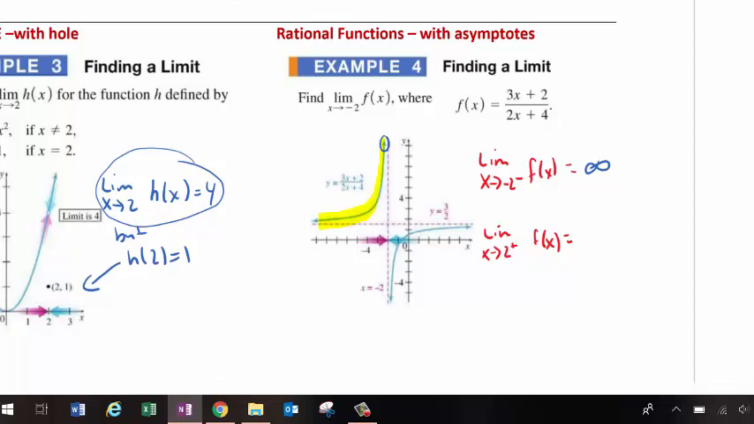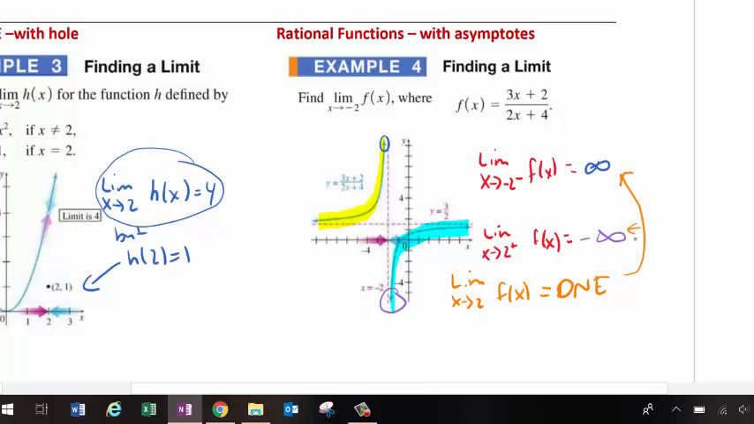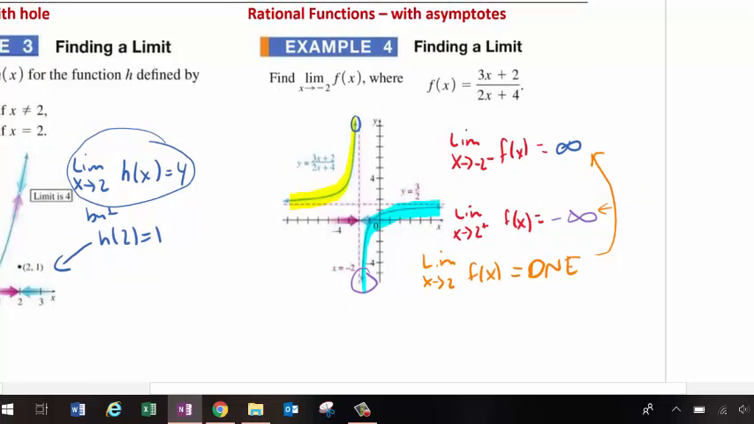Looking at this from the positive side, the right side, as we get closer and closer to negative 2 from the right side, we should see this is going to negative infinity. Therefore, the limit as x approaches negative 2 of f of x does not exist. And the reason it doesn't exist is these two don't match. Limit is your behavior. To have it exist, they have to match from the left and the right.